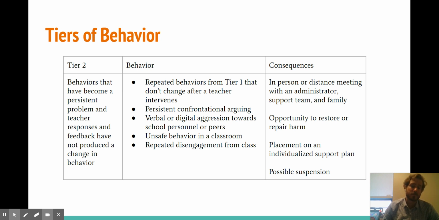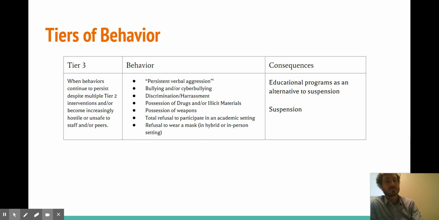The other part of this is these types of behaviors, these persistent behaviors, verbal aggression and things of that nature, it could lead to a possible suspension. So it's always important to be aware that a tier two behavior might lead to some type of consequence, including a suspension. Meanwhile, tier three, the seriousness is increasing.